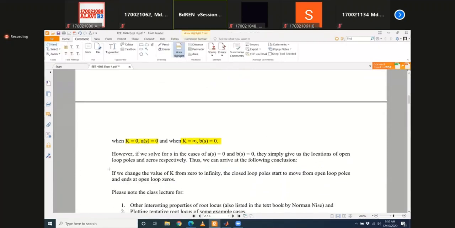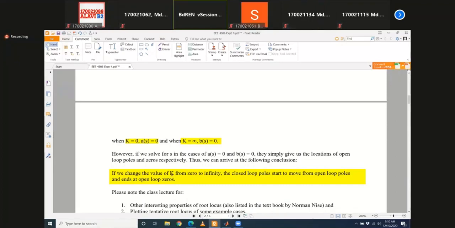So that is the definition of the root locus. Basically this line is the definition. If we change the value of k from 0 to infinity, the closed loop poles start to move from open loop poles represented by as equal to 0, and they will end up at open loop zeros, which is represented by bs equal to 0. And this is the definition of the root locus. That's how we can manipulate the location of the closed loop poles by changing the value of k. Is it clear? Yes, sir.